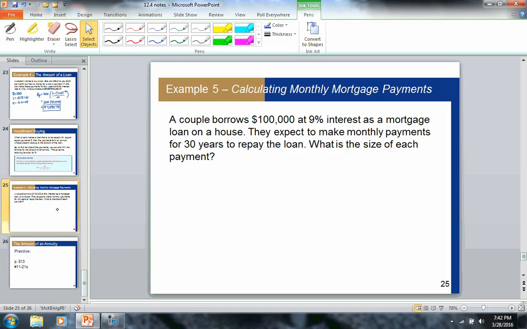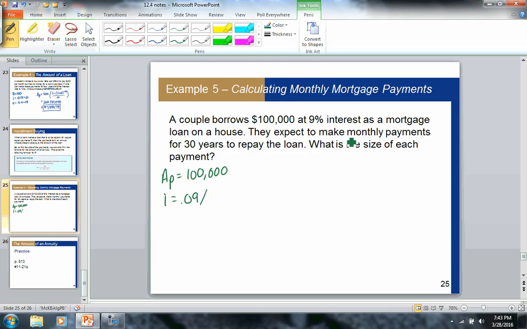Okay, so here a couple is borrowing $100,000 at 9% interest. Okay, so right away, that's how much they're borrowing. That A sub P is going to be $100,000. That's the total amount. Okay. And 9% interest, that's our interest rate, so 0.09. Now we're going to have to divide it by something, so let's read on.